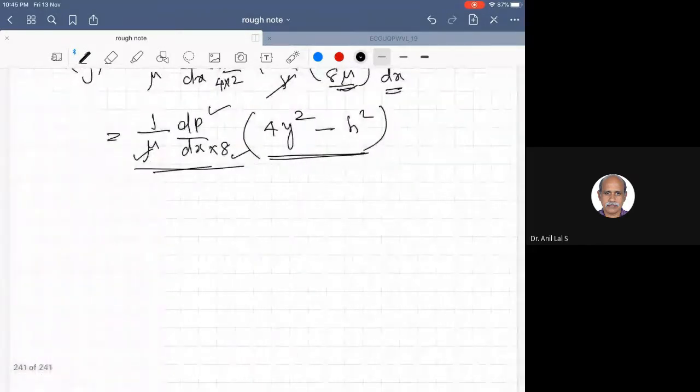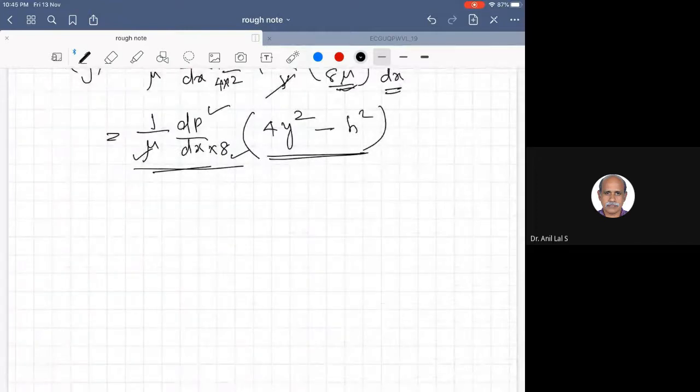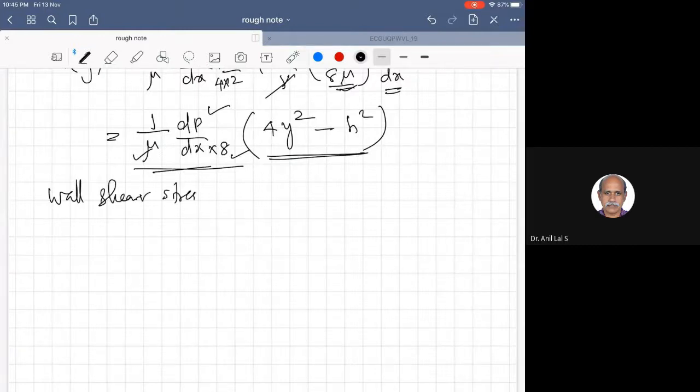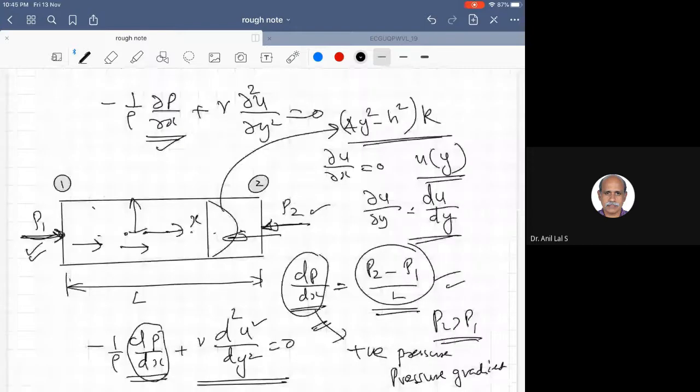And if you want to do some further calculations, one important thing you can calculate is the wall shear stress. What is the wall shear stress? It is tau wall equal to mu into du by dy at the wall. Here the wall is at y equal to h by 2, and this is the point.